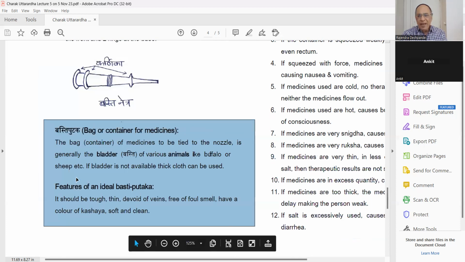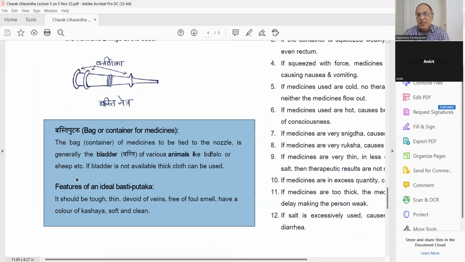Okay, the bag is called as a, so 2 words, please write down in your notebook, 2 words, keywords. Basti Yantra, the first word. What is the first word? Basti Yantra, instrument for giving the Niruha Basti. That is called as a Basti Yantra.